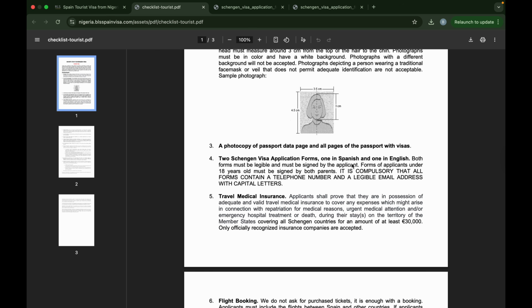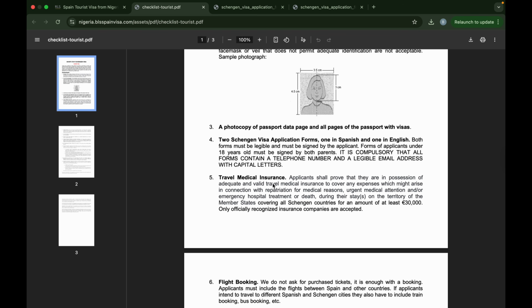2 Schengen visa application forms. As you can see, I clearly highlighted this, one in Spanish and one in English. Both forms must be legible and must be signed by the applicant. Forms of applicants under 18 years must be signed by both parents. It is compulsory that all forms contain a telephone number and a legible email address with capital letters. Do you know why this is written in capital letters? Because when you're filling the forms, even though you're filling them digitally, you also need to use capital letters.